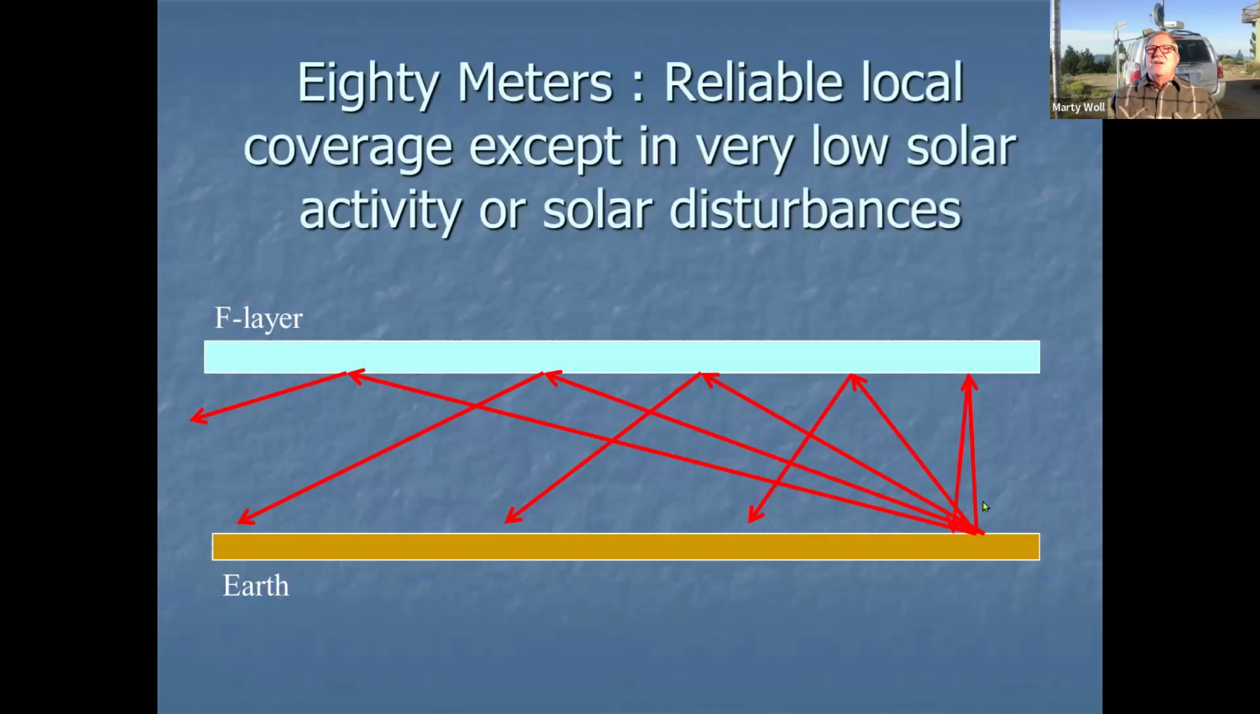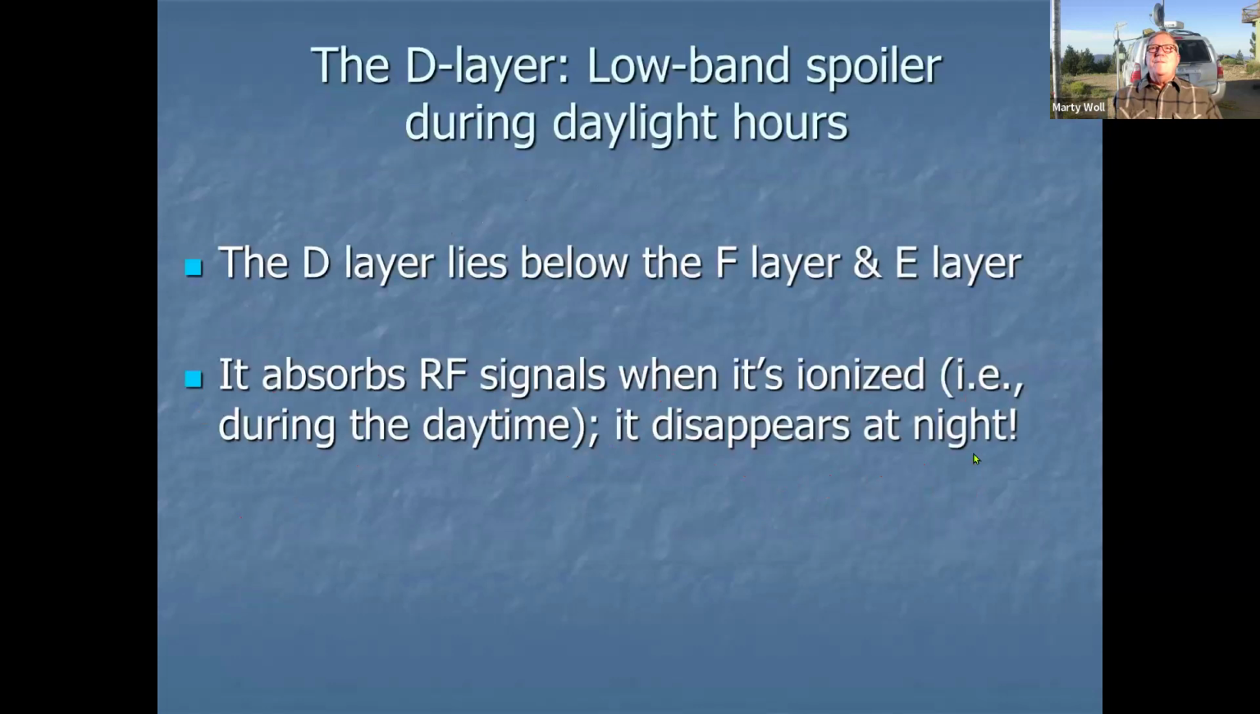Now, 80 meters, most of the time the critical frequency will be at or above 80 meters. When you're in very, very low solar activity, the bottom of the sunspot cycle, and at night, sometimes it will drop down to 1 or 2 megahertz, and then you may have trouble. Or if there's solar activity, solar disturbances, and that will be rare. Most of the time, 80 meters is a pretty good nighttime band, and even during the day, you'll be able to work regional stations.